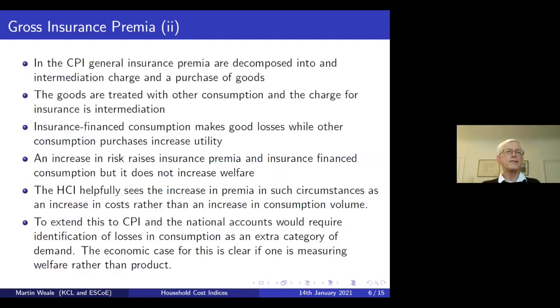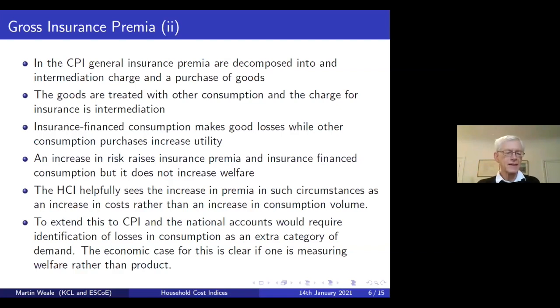So one way of describing it is to say that insurance financed consumption makes good losses, while other consumption purchases increase utility. And if we want to measure well-being and changes in well-being, then if people are having to spend more to make good losses, we wouldn't want to say that that is an increase in well-being. So if the risk of dropping eggs on the way home goes up and the insurance costs rise, we wouldn't want to say that the extra eggs that people are buying represent an increase in their well-being. All they're doing is making good an unfortunate change in circumstances which has led to an increase in the costs of enjoying a particular level of egg consumption.